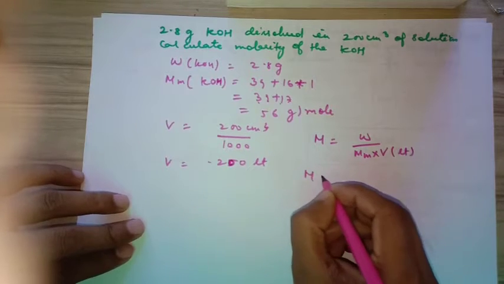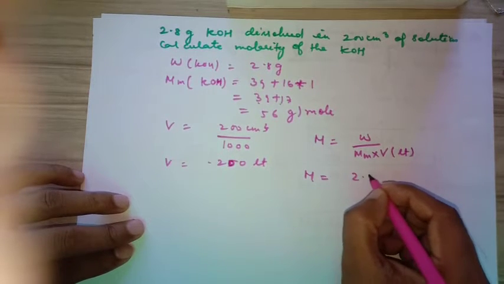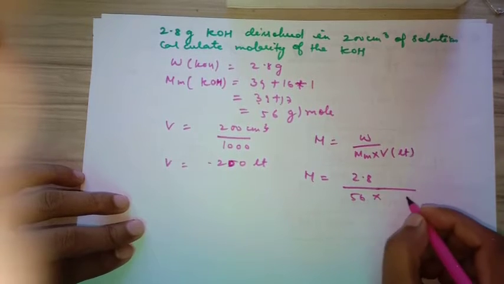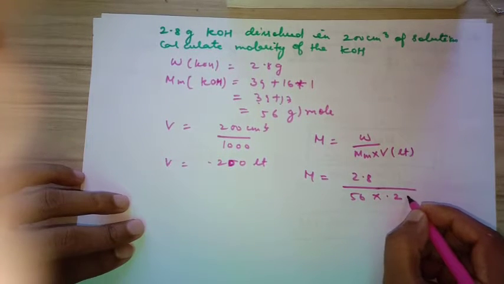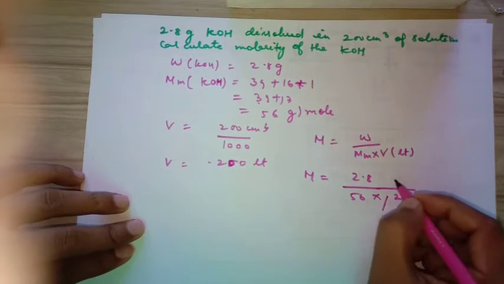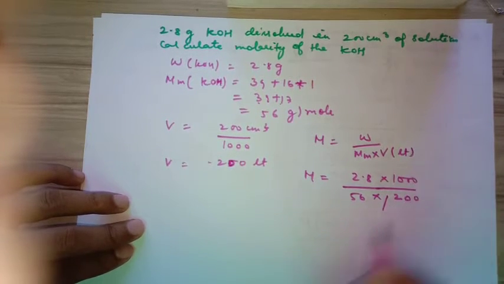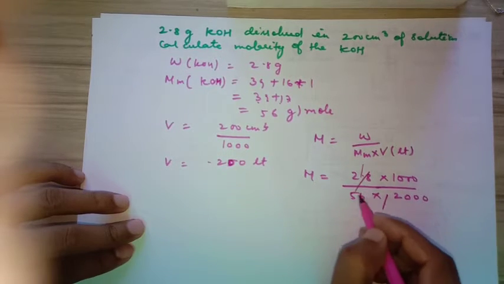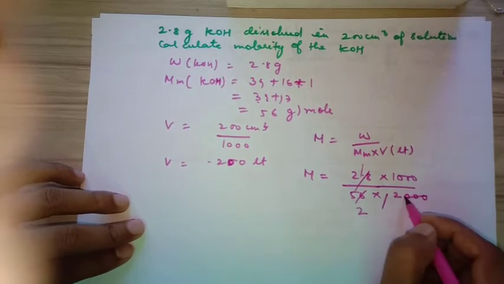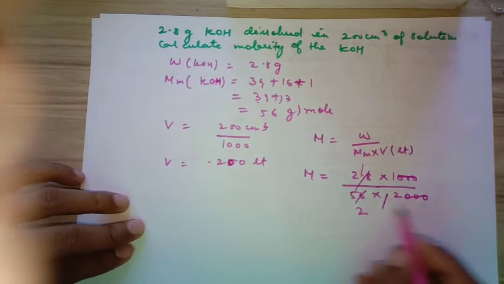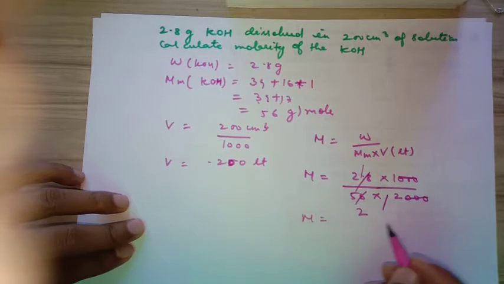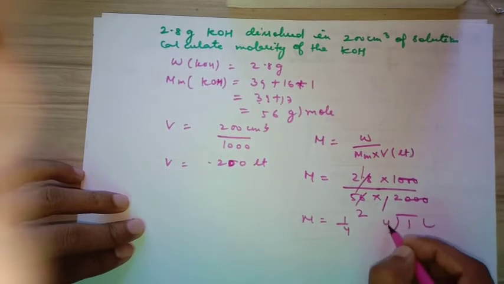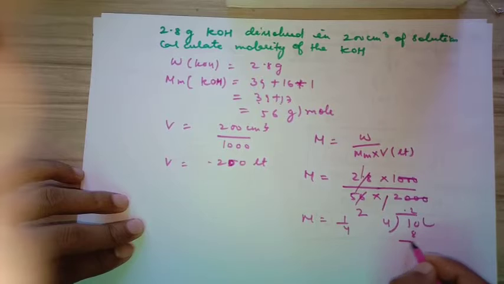So it will be M is equal to, W is 2.8 gram, and here it is 56, and this is in terms of 0.200. So to remove the point, we have to multiply by 10 above and below. Now 28 to 56, this will get cut out. So it will be M is equal to 1 by 4, and dividing we will get the decimal 0.25.